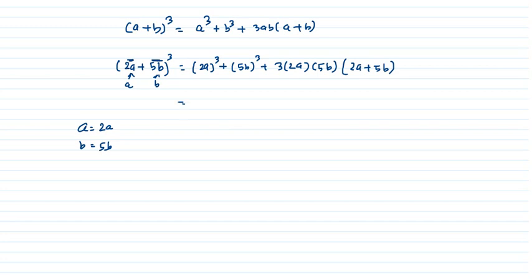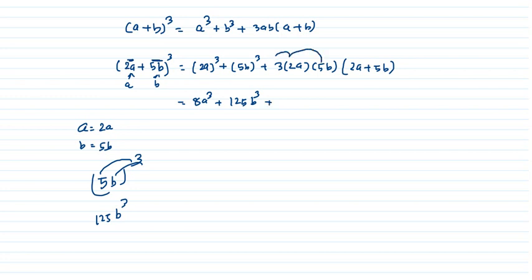Now 2a cube. Here again it is 2 ka cube, it's not a square. It will be 8a cube: 2 2s are 4, 2s are 8. Plus 5 cube, 5 ka cube is 125, b cube. Whole cube, it's like that. b ka cube means b cube. Now here 3 2s are 6, 5s are 30, 30ab. Then 2a plus 5b.